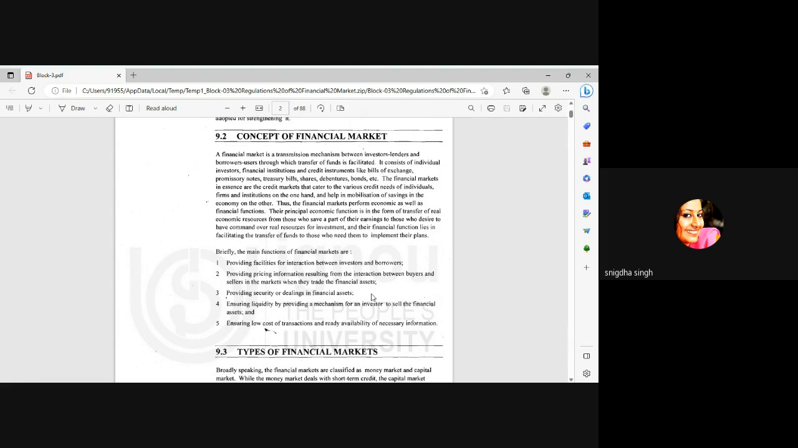All the instruments through which a firm, a company or a business can raise money are listed, and the investors can, as per their need, expectations, requirement, and availability of funds, invest in such instruments. There are several instruments like bill of exchange, promissory notes, treasury bills, shares, debentures, bonds.